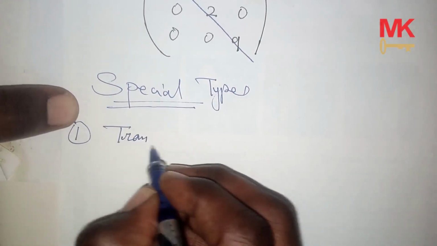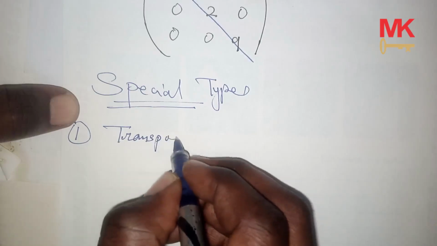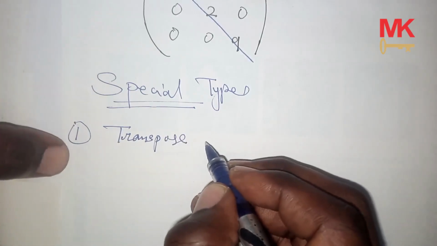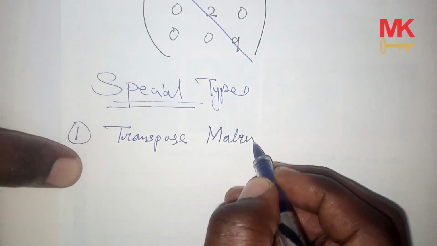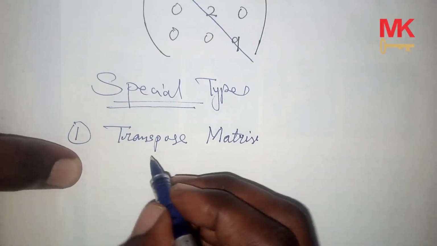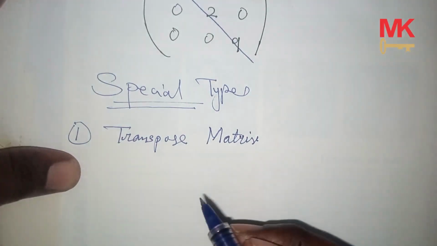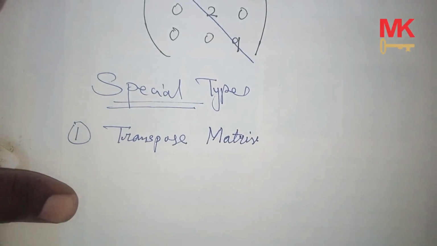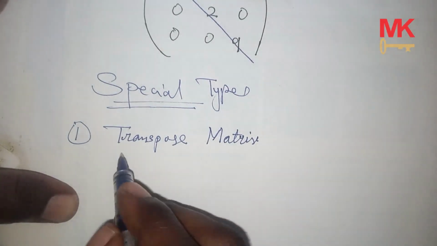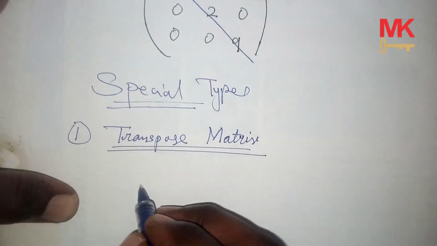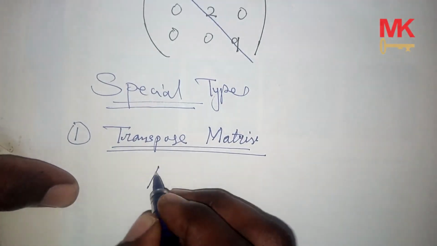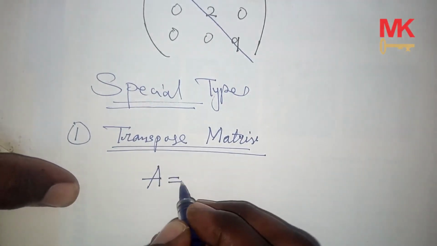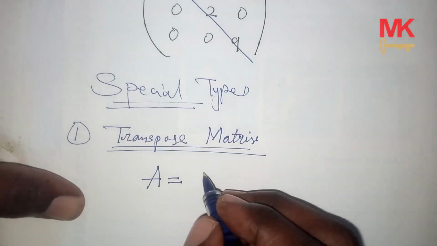The transpose, sorry, I write in cursive. Transpose of a matrix, or transpose matrix. The transpose of a matrix is simply obtained when we change the rows of that matrix to columns, or the columns to rows. For example, if I have a given matrix, we normally represent matrices with capital letters.